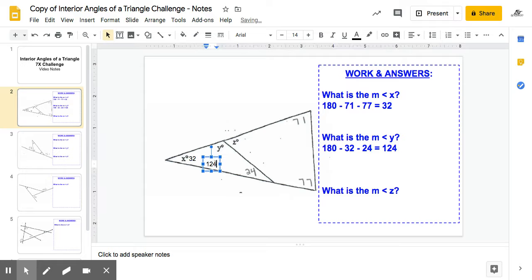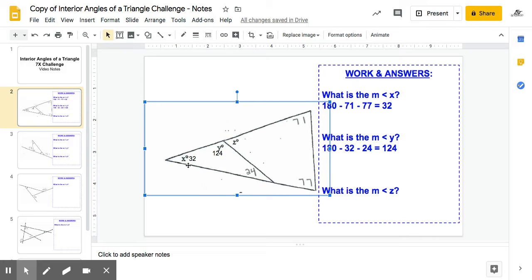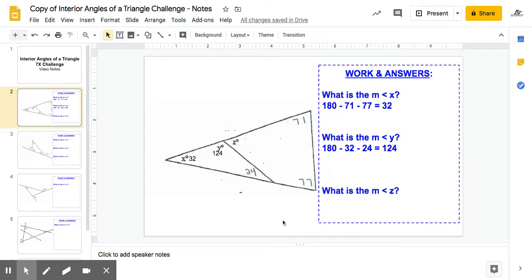124 degrees. Okay, notice how I had to find angle X before I found angle Y. Ladies and gents, you have to go in the order for most of them that I gave you in this work text box. Okay, don't try to skip around because you're going to have more trouble. Go in the order in which I gave you.